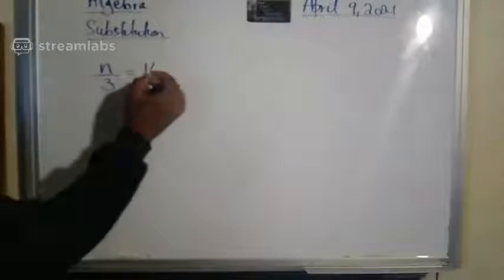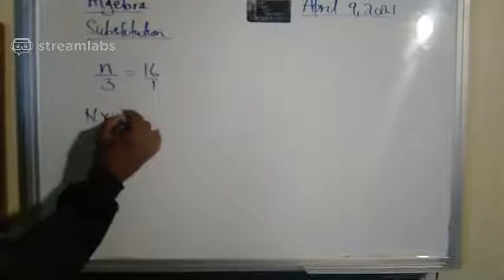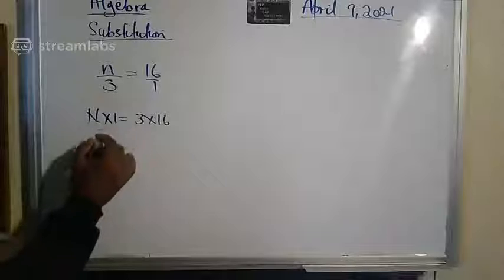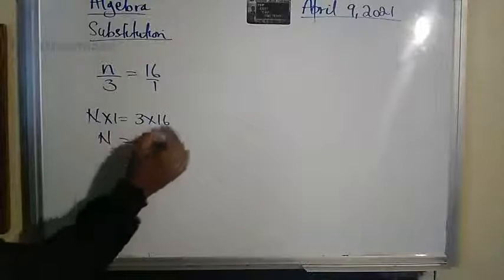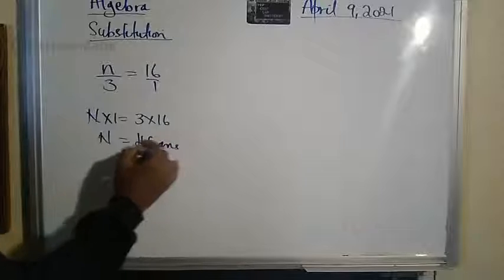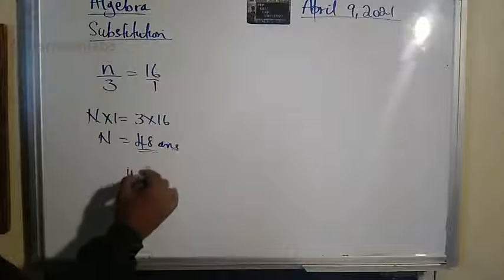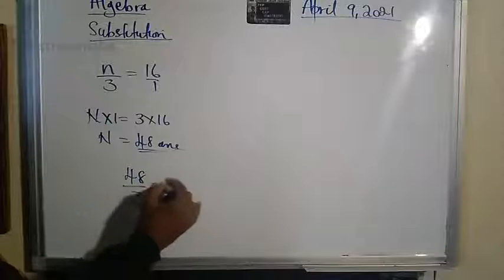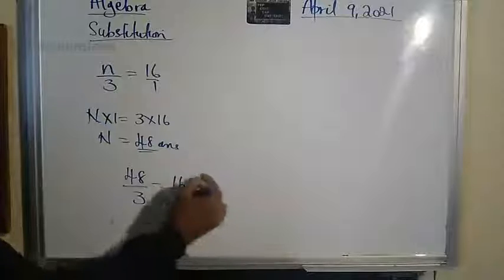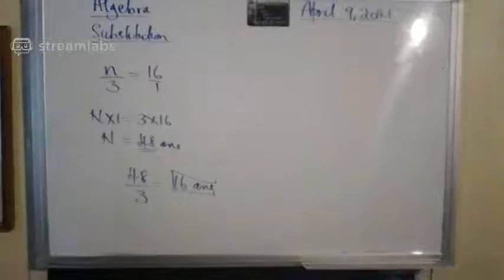Alright, so what we can do is just say this over 1, and say n times 1, you cross multiply, and then you say 3 times 16. N times 1 is n, 3 times that is 48. And it makes sense. Think about it. If you have 48 and you divide it by 3, you get 16. And that's the answer. Right? So n is 48.